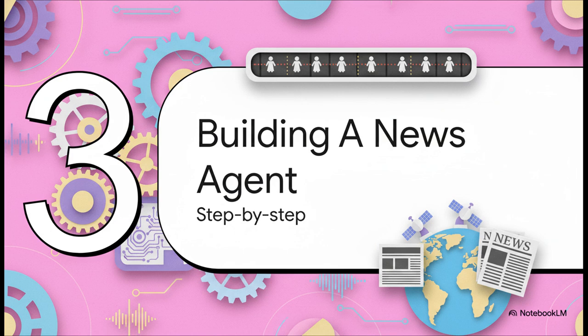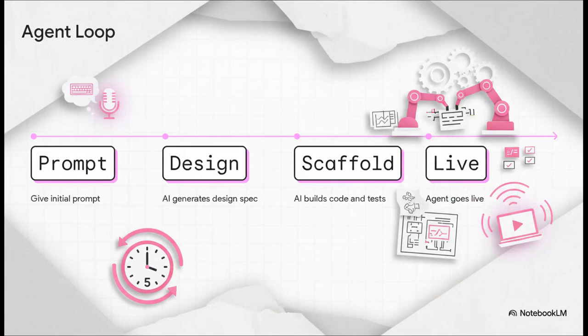Section 3, building a news briefing agent. Let's look at the exact automated sequence here. You kick things off with one simple prompt: build me a news briefing agent. That instantly triggers the skills. The AI immediately generates a design spec, then it scaffolds all the necessary code, runs the tests, and boom, your agent goes live on your localhost.